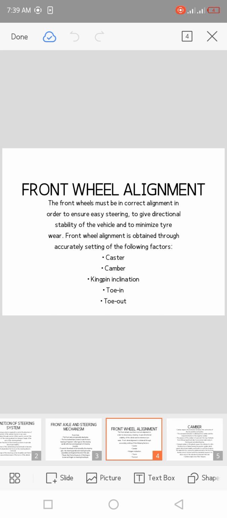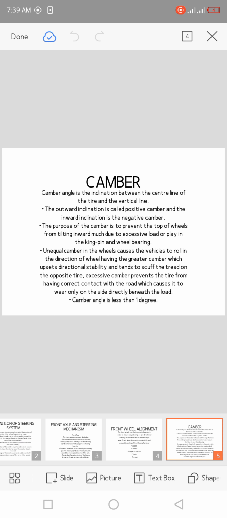Let us start with the camber. Camber is the angle of inclination between the center line of the tire of the wheel and the vertical line. The outward inclination is called the positive camber, and the inward inclination is called the negative camber.